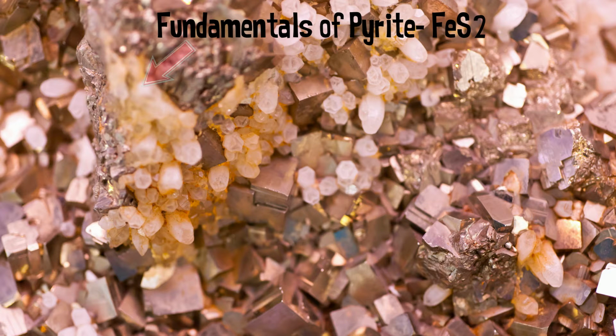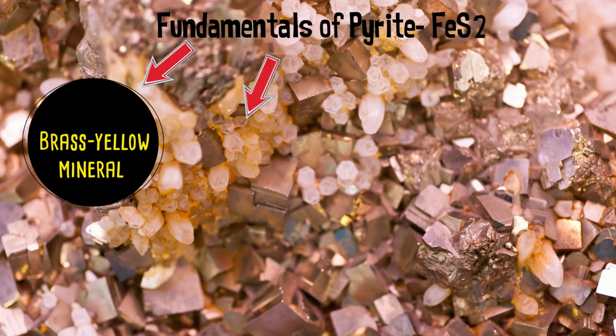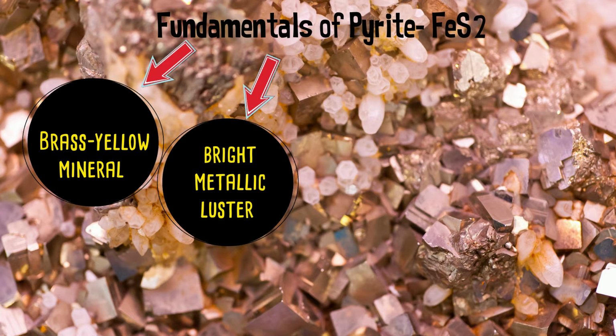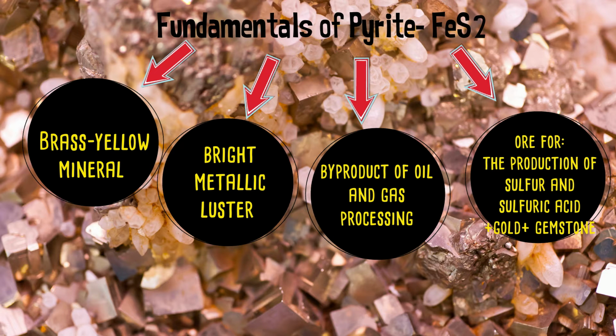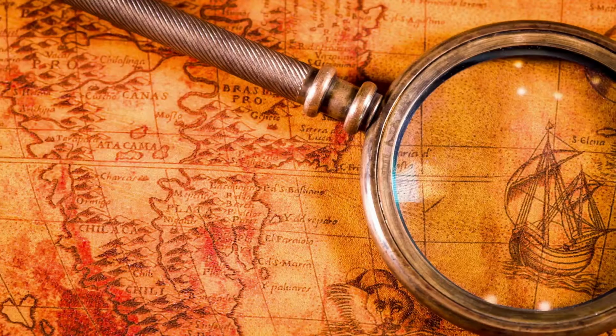Pyrite has a physical appearance of brass yellow mineral with a bright metallic luster and has a chemical composition of iron sulfide and has many uses, including an ore for the production of sulfur and sulfuric acid, an ore of gold, and is occasionally used as a gemstone.